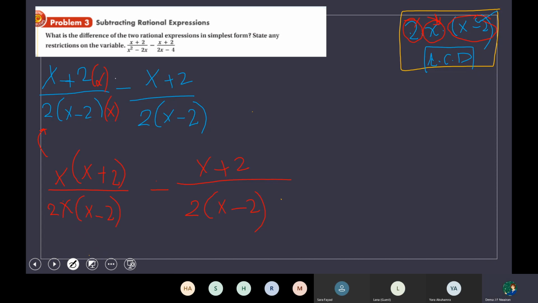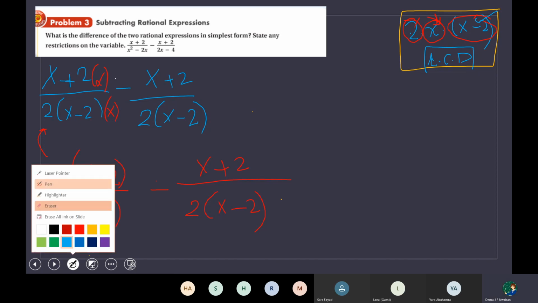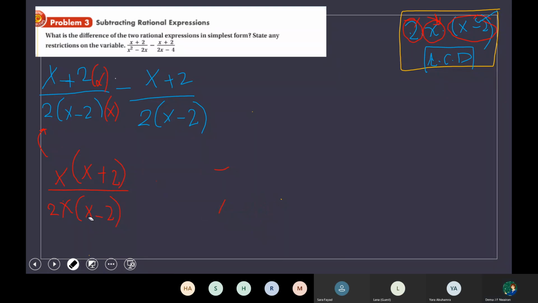No, here I made something wrong. Here it was x. Sorry. Here it is x times x minus 2. Okay, so here I will check. They have x minus 2, they have x, he needs 2. So I will multiply by 2 here and up also by 2.